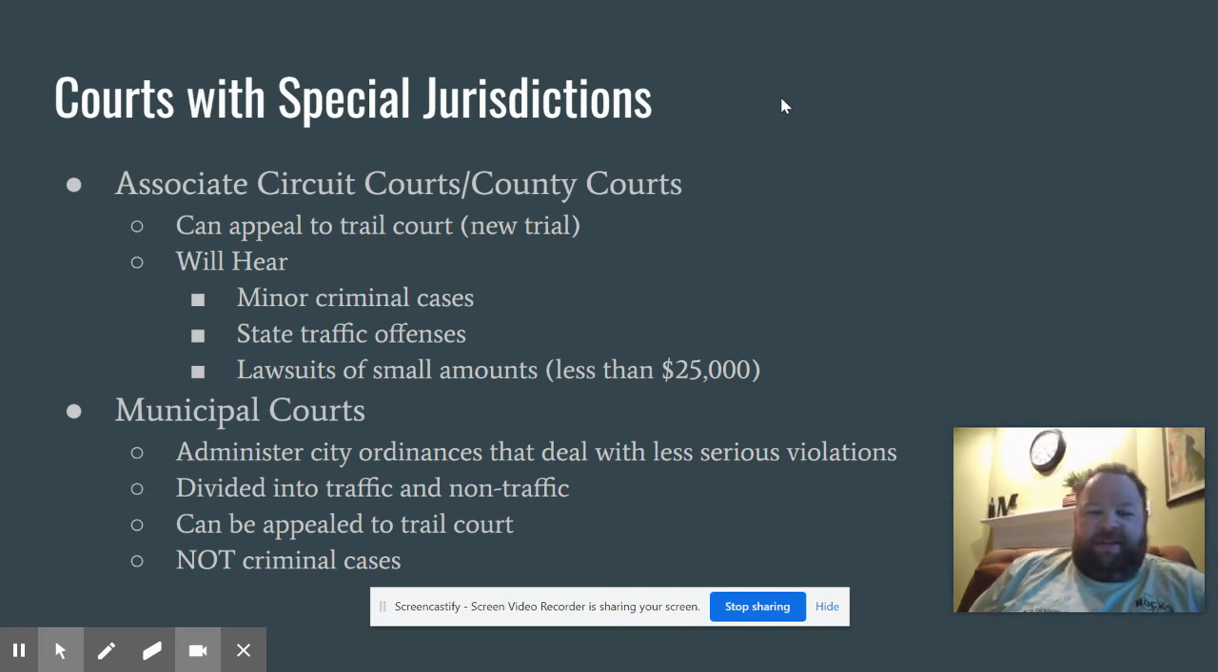And next, you have the municipal courts. These are divided into two categories, typically traffic and non-traffic. They handle less serious violations. Like the county courts, they will appeal to trial courts if need be. The municipal courts do not handle criminal cases.